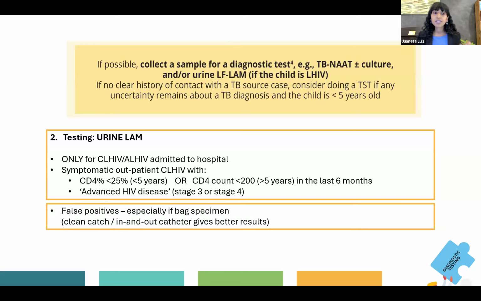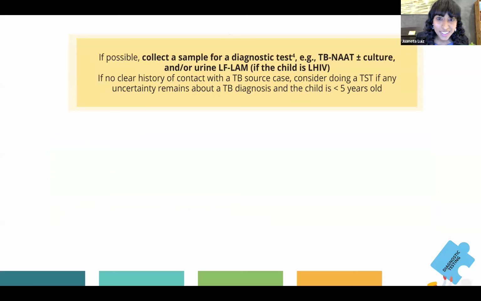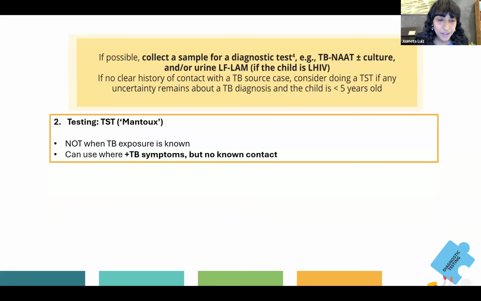An important caveat to note is that there is a small issue with false positivity with urinary LAM, especially from bag specimens, given cross-reactivity with other urinary infections and nappy rashes. And so it does help if you can try and get a clean catch or use an in and out catheter. Also to mention, the Alere LAM has a specific protocol, and you need to actually wait 20 to 25 minutes for the results. So just be mindful of how to read these results and interpret them.